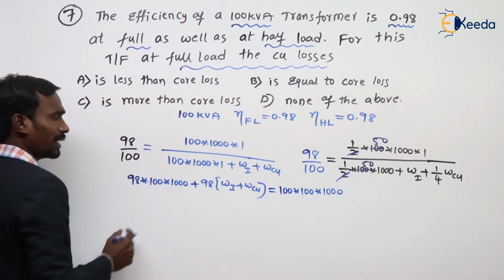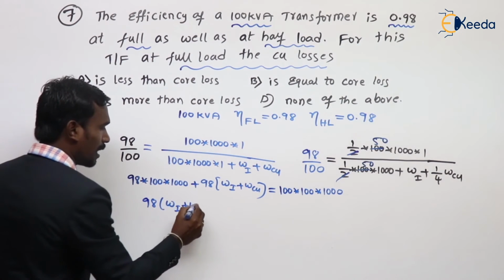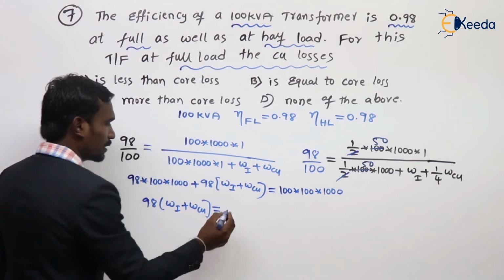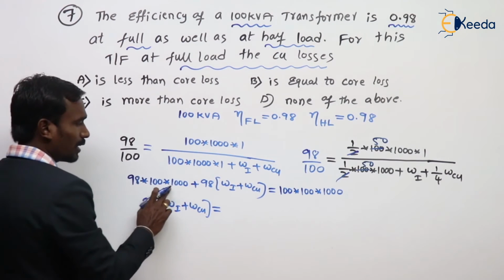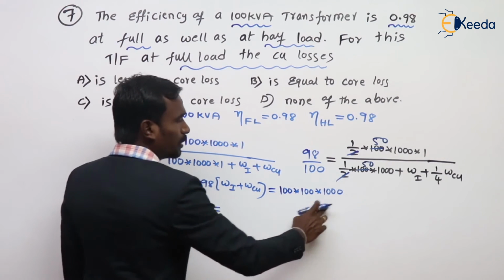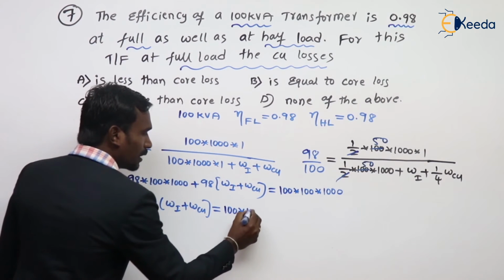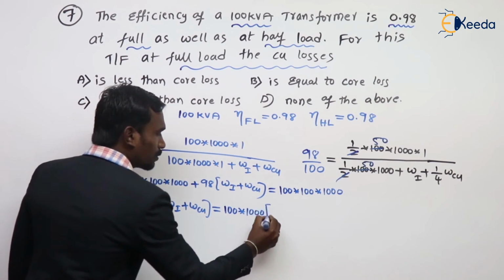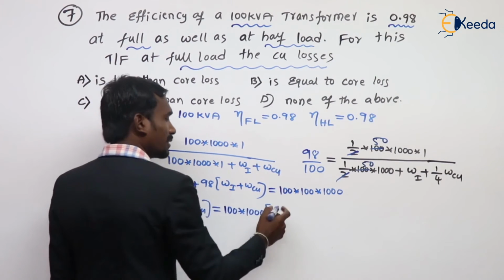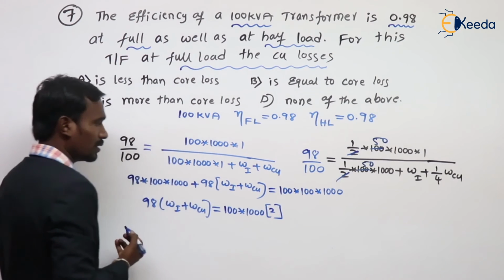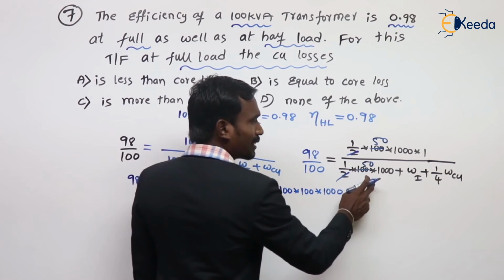Right? We have to make it the answer. So 98 into iron losses plus copper losses is equal to, bring this one to here: here 98 into 100 into 1000, here 100 into 100 into 1000. So take the common 100 into 1000. Here 100 is there, here 98 is there. 100 minus 98 is 2. This is one equation.